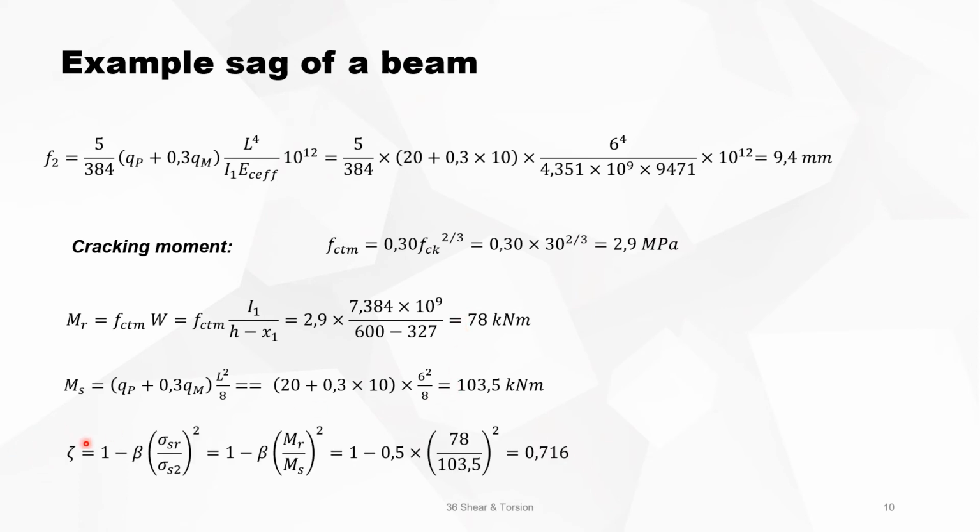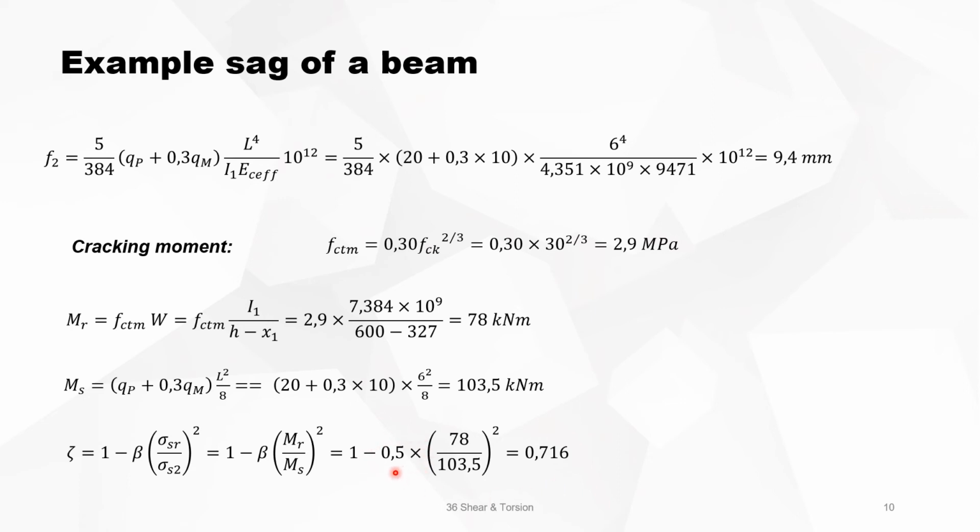The coefficient zeta is then a function of the stresses, sigma SR and sigma S2, which we can replace by bending moment. And those bending moments we have just calculated. So the coefficient zeta is 0.716.